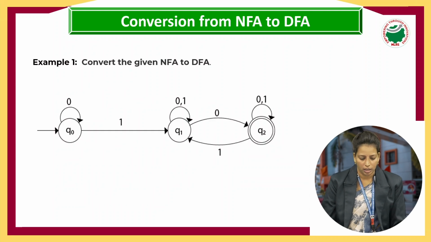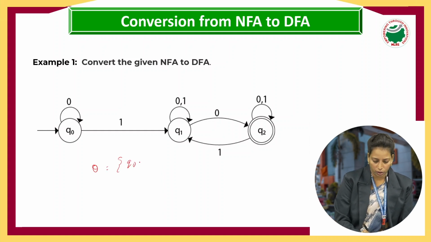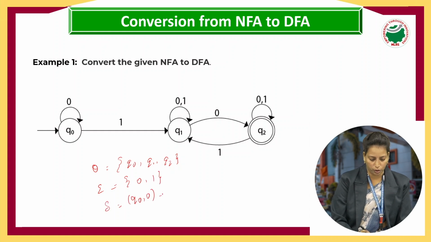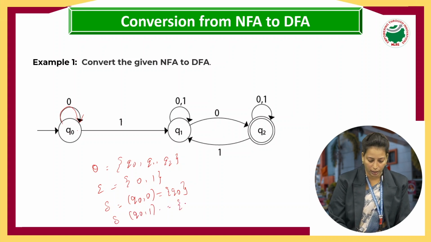Consider this example. Example 1 is to convert the given NFA to DFA. Here the total number of states are Q naught, Q1, Q2, right? The input symbols sigma are 0, 1. The mapping functions are: delta of Q naught of 0, it goes to Q naught. Next, delta of Q naught of 1, it moves to Q1, right?